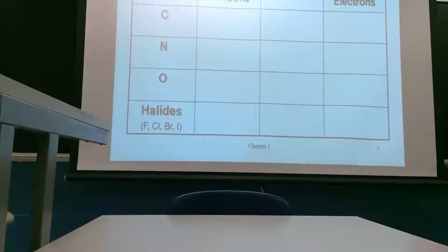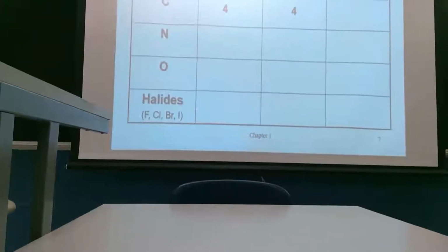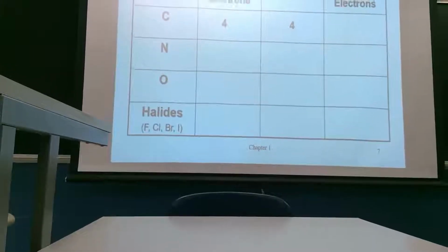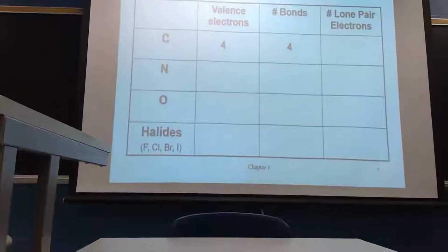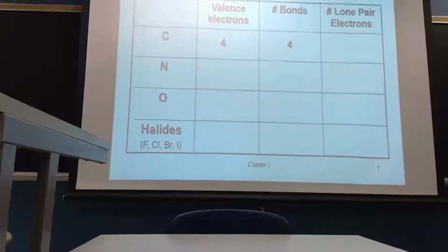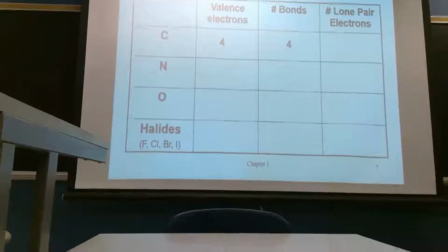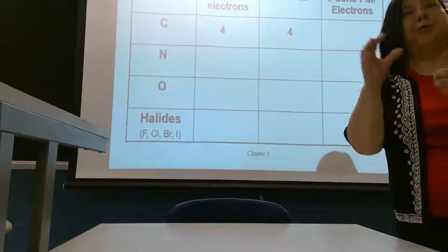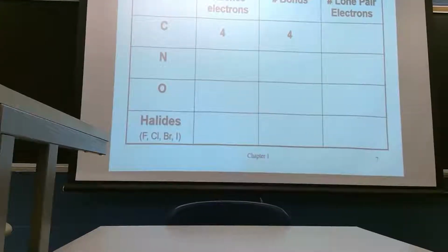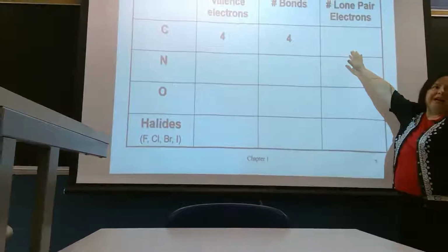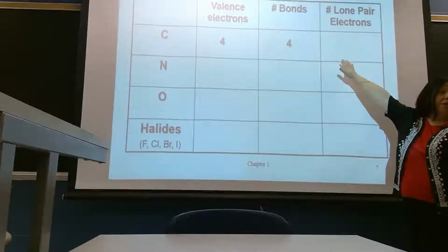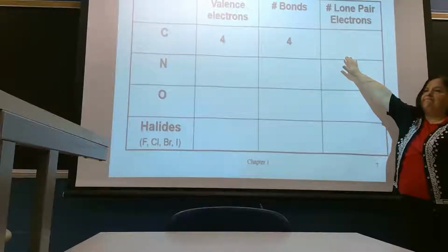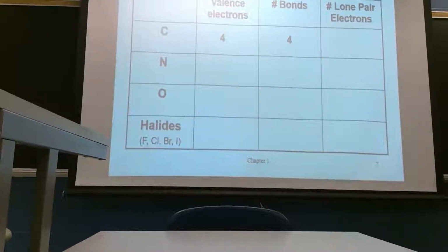So what does lone pair mean? Things that are just by themselves. It means by itself, very good. Or not bonding, not involved in bonding. So will carbon have those or not? No. So 0.